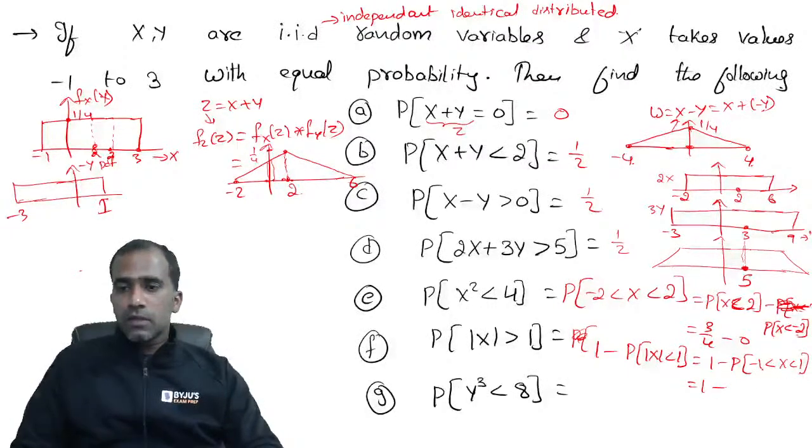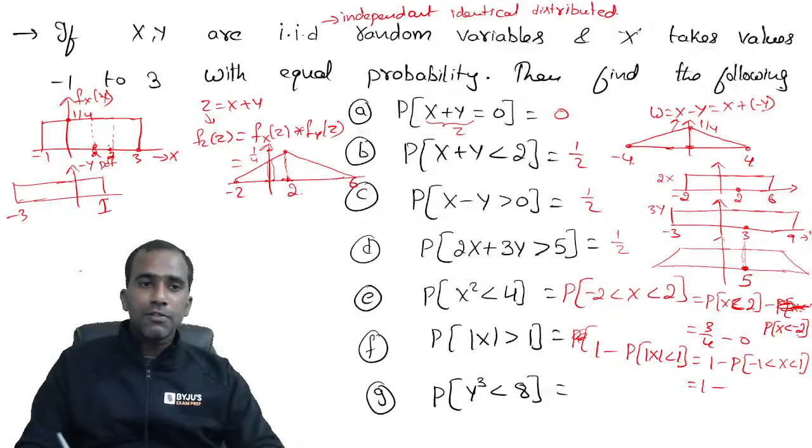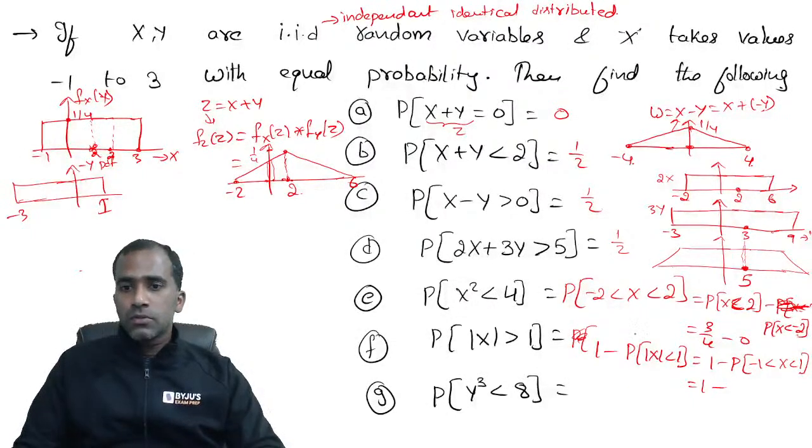If you want to find the probability of x taking values from minus 1 to plus 1, you just find the area of the PDF from minus 1 to plus 1. From minus 1 to plus 1, what is the area? Width is 2 units, height is 1 by 4, which is 2 by 4, which is half.